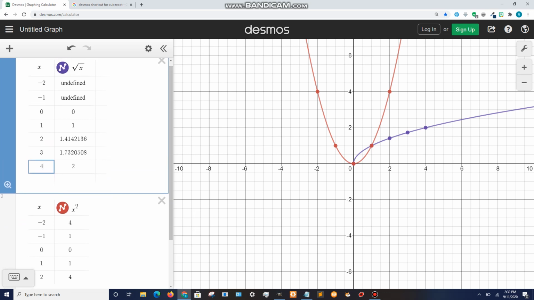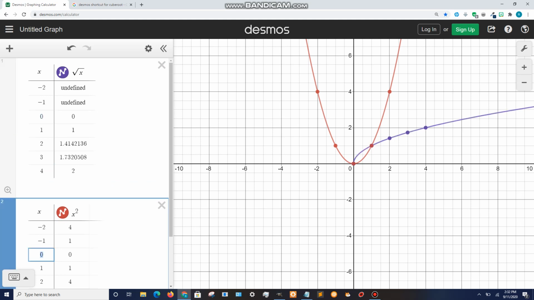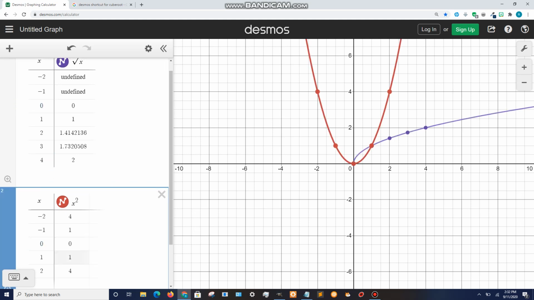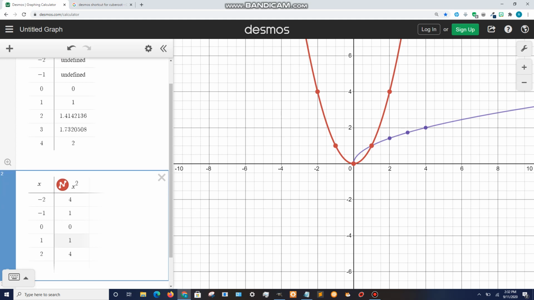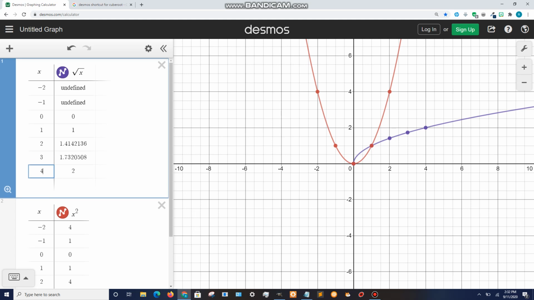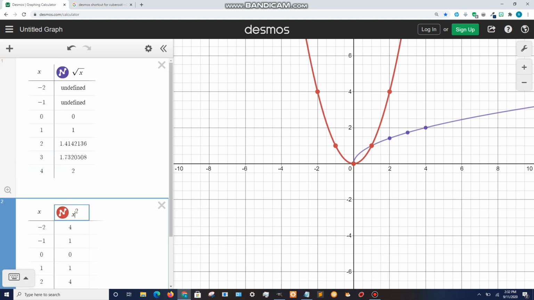So we've got our 0, 0, and our 1 and 1. But then look at the 2 and the 4 right here. See how they're switched? And that's why this square root function looks kind of like a parabola turned on its side. And it's because usually what happens is if we put something into the x squared right here, it becomes much larger. Whereas if we square root something, it actually has the opposite effect.